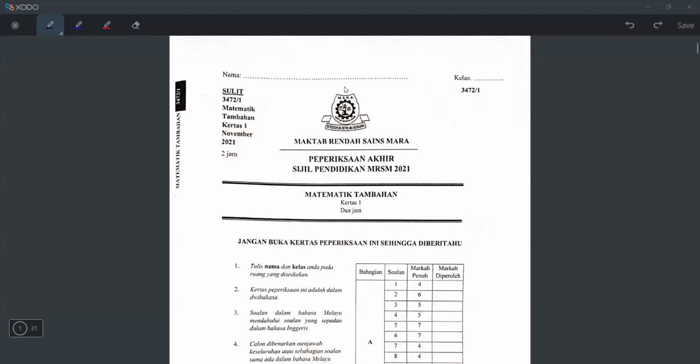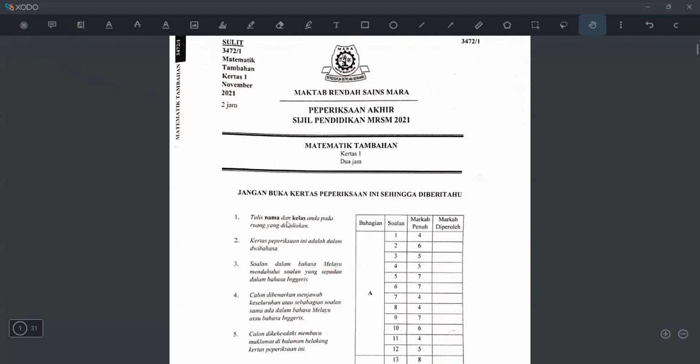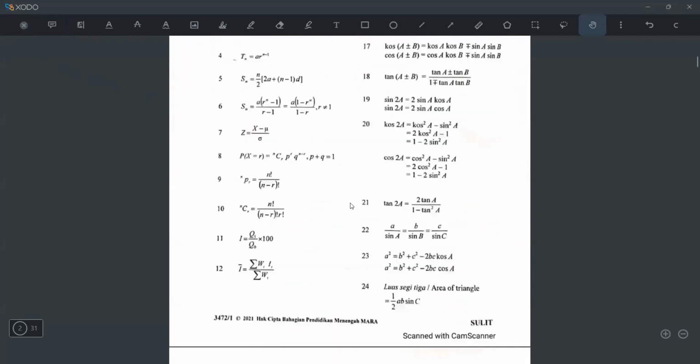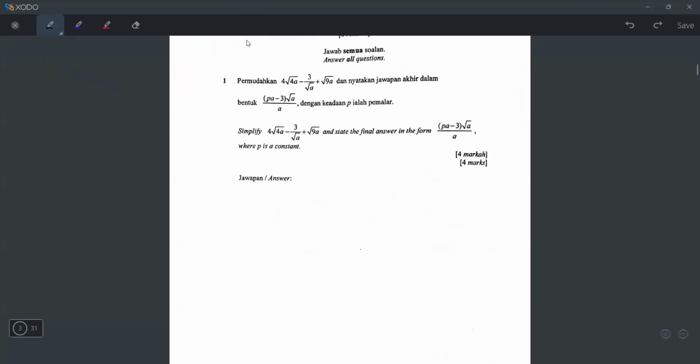Alright, in this video I'm doing the MRSM Paper 1. Okay, this set is really difficult. There are a lot of challenging questions in this set. So, alright, let's start. Okay, we have question 1 here.